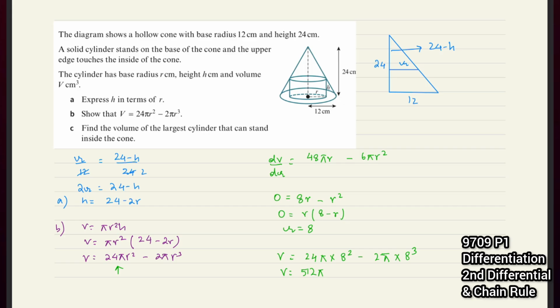To check whether that's the maximum point, we are going to find the second differential. The second differential of this one is 48 pi minus 12 pi r. When we put 8 over here, 48 pi minus 96 pi, this is going to be negative. So when this is negative, this is maximum. This point is maximum.